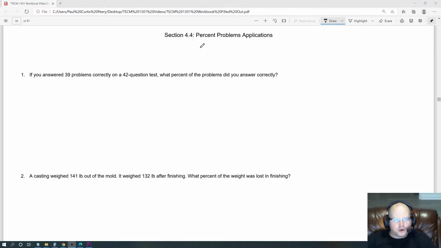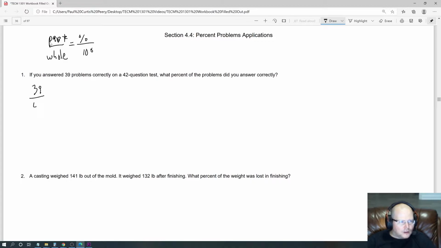Section 4.4, Problems and Applications. If you answered 39 problems correctly on a 42-question test, what percent of the problems did you answer correctly? Normally we set these up as a part over a whole is equal to percent over 100. There are multiple ways of doing this, but we'll just use the proportions that we learned earlier to solve these problems.